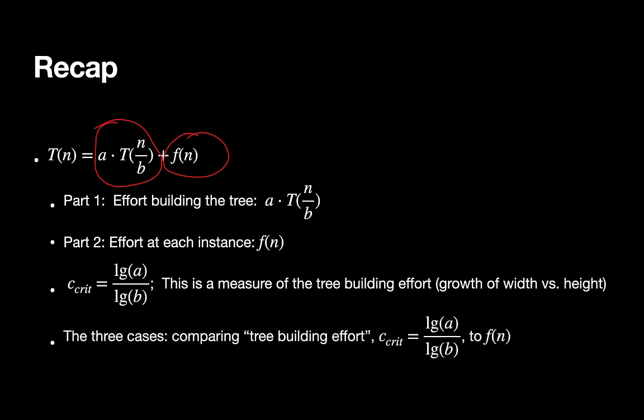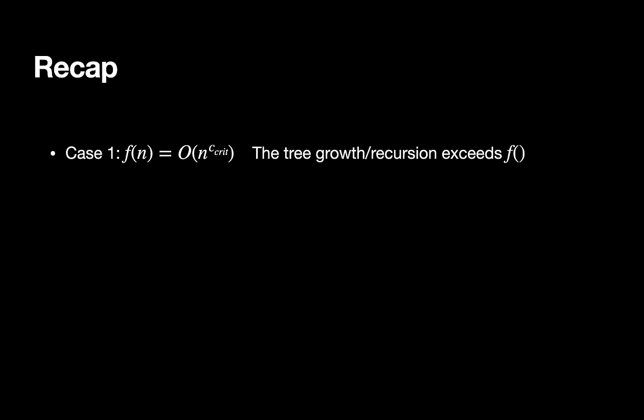Okay, so we had 3 cases that we were interested in, and all of them were about comparing this critical factor to the f of n function. So it's all about the balance of effort between building our tree versus the effort that takes place at each individual node. So we had 3 different cases. Case 1 is where the amount of effort at each individual node is below the amount of effort it's going to take to build that overall tree.